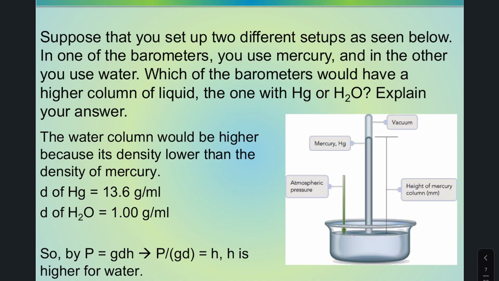And so to know that, we need to know what the densities are. Down here, we have the density of mercury, which is very heavy. It's a metal that is a liquid, but it's very heavy. So 13.6 grams per milliliter. For water, we have 1 gram per milliliter, 1.00.